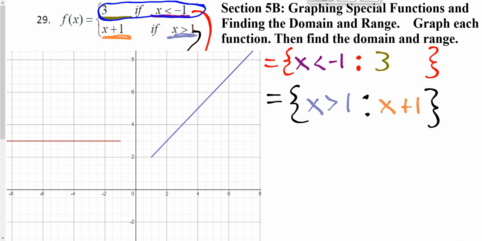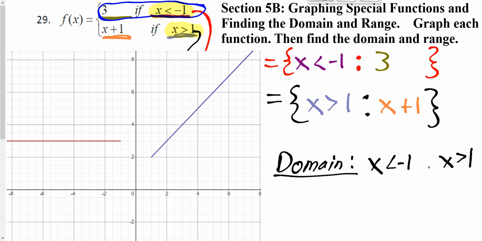Now we need to find our domain and we need to find our range. On a piecewise, your domain always comes from what's after the if. You'll notice we do have a blank spot in the middle where it's not connected, and so we know it's not all real numbers. So our domain, when we write this out, we just write it out as those two yellow highlighted sections. X is less than negative 1, X is greater than positive 1, and you need to join them with the word or.